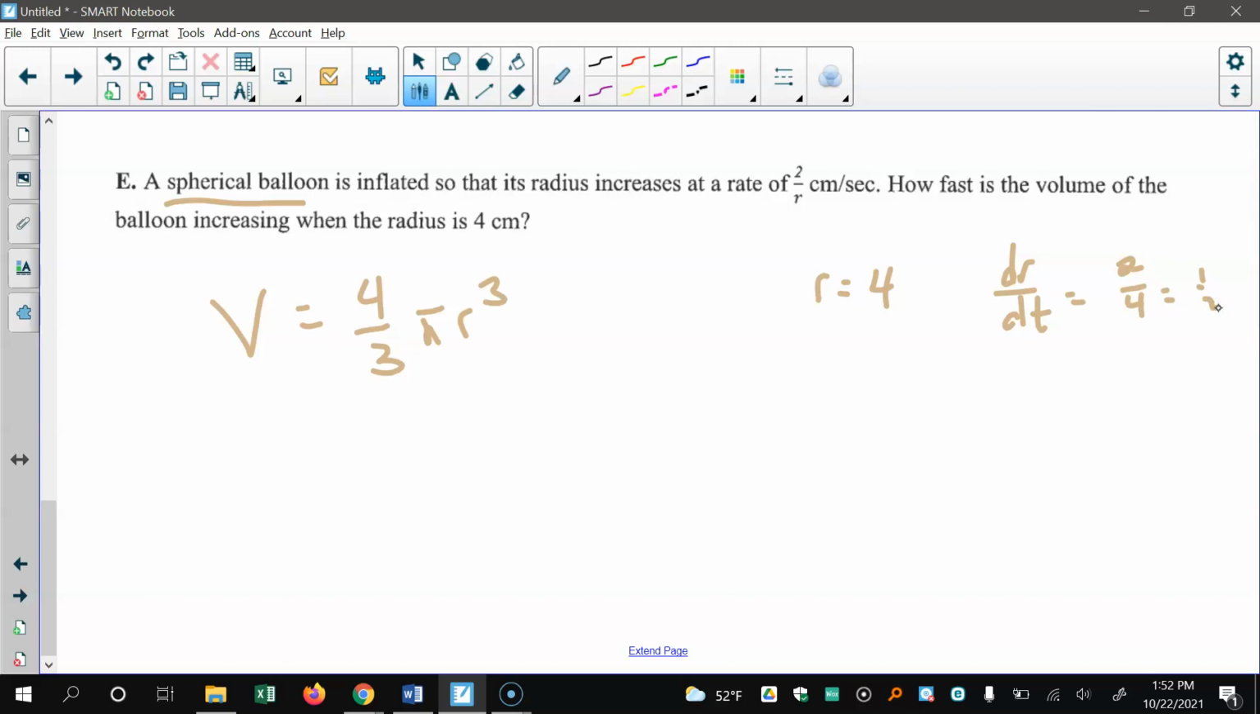So what we need to do is see how fast the volume is changing. It doesn't seem like we actually care what the volume is, so we'll just leave that blank, but we do want to know the rate that the volume is changing at. So let's go on and see. Let's take our derivative with respect to time.